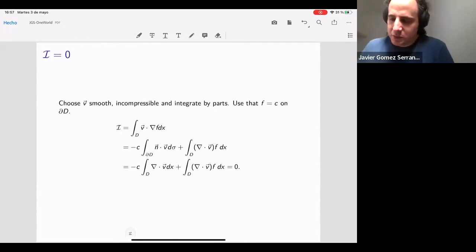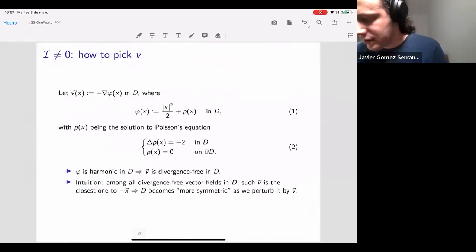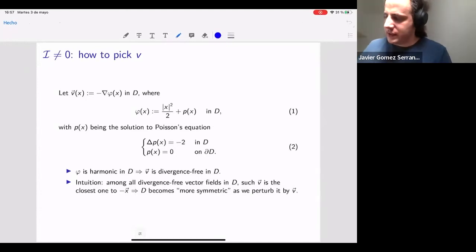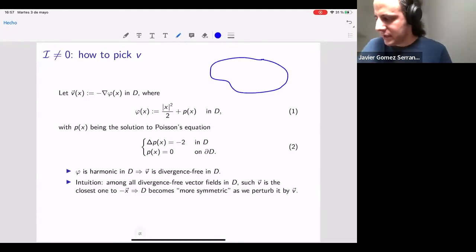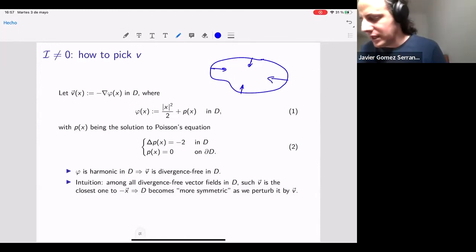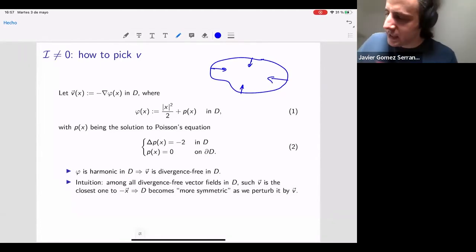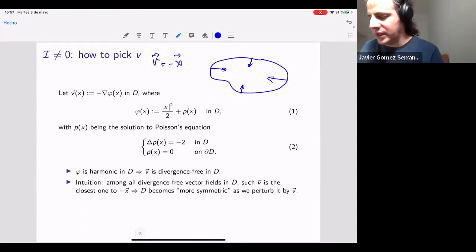But we haven't really used anything about V. So let's use things about V. Ideally, if my patch is something like this, I would like to make it more radial. I would like to pick a V in a way that it becomes more radial. So my ideal V would be minus X. That would be my dream V, but the problem is that this is not divergence free. So instead of picking this V, I'm going to pick the closest V to this vector field in the space of divergence free vector fields.